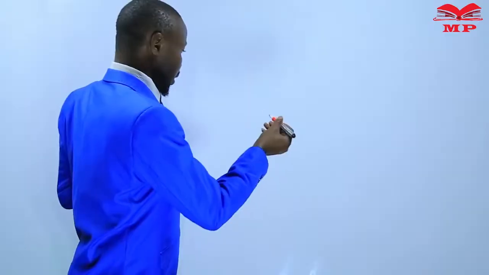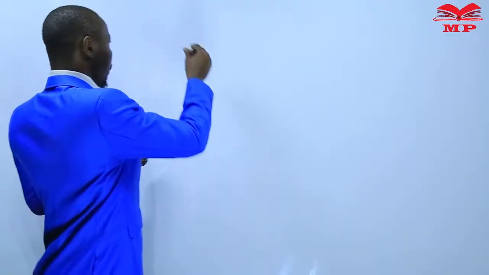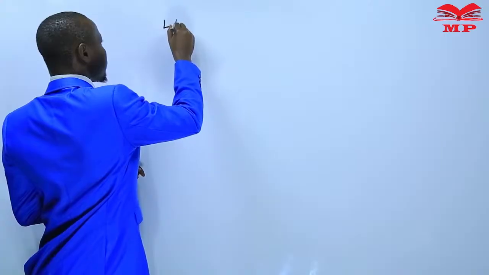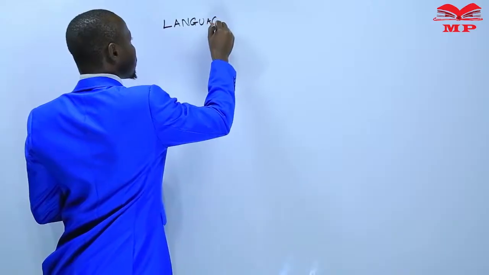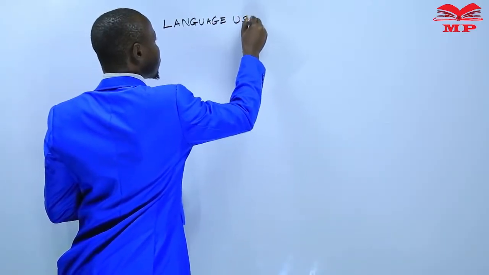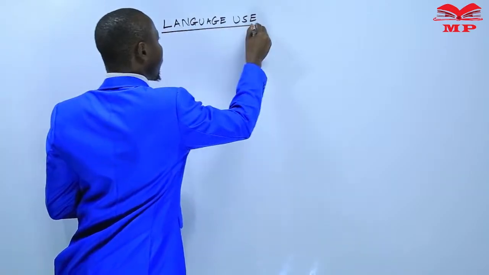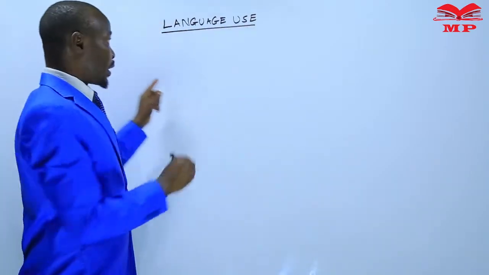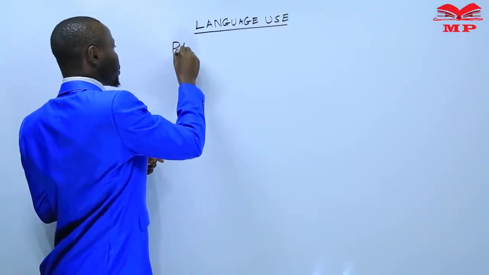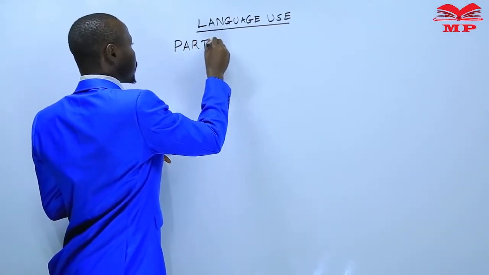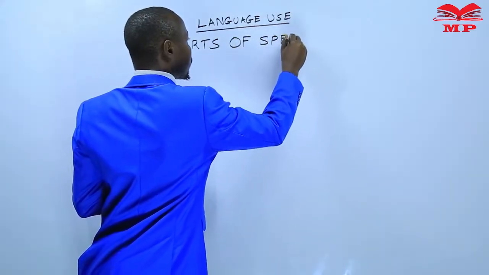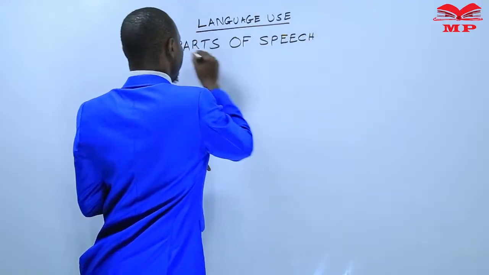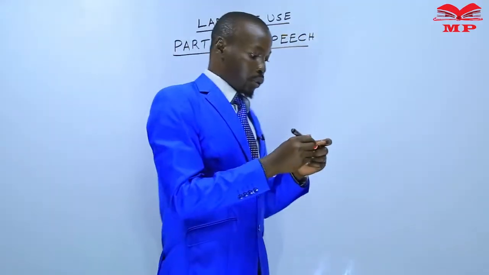Welcome. So pupils, let's take our books and write down our topic for today, which is language use. So let us indicate language use in our books so that we move together. And then after language use, we are now learning about parts of speech. Parts of speech. So this is our main focus in today's lesson.